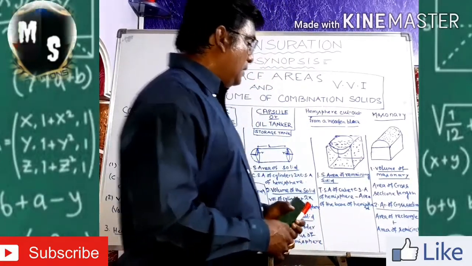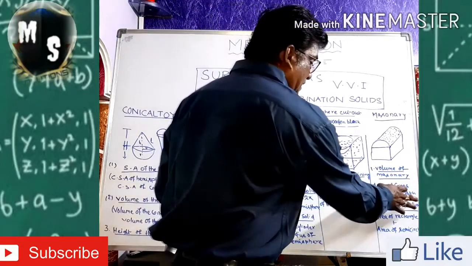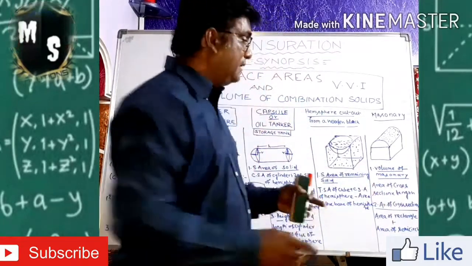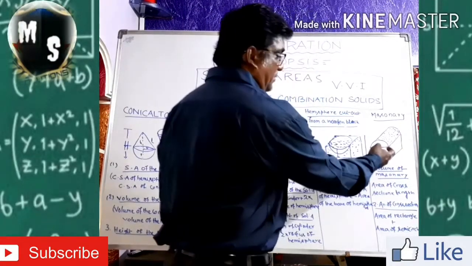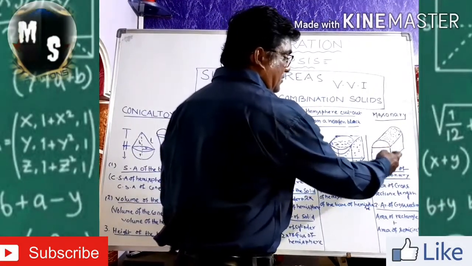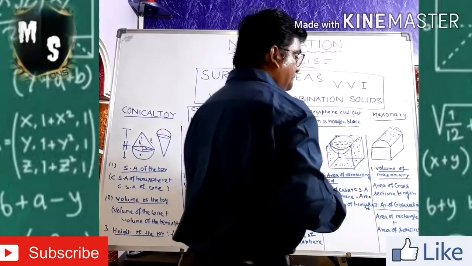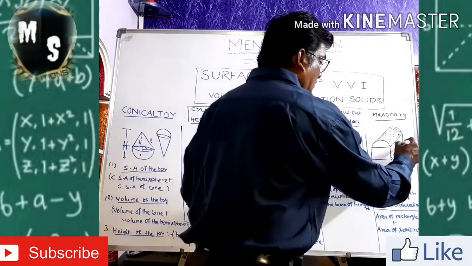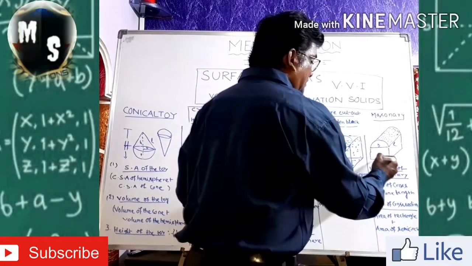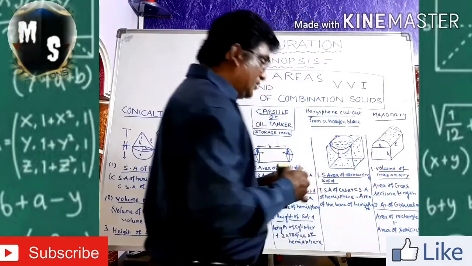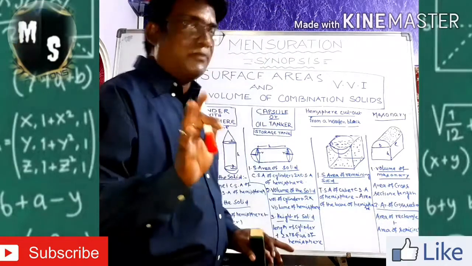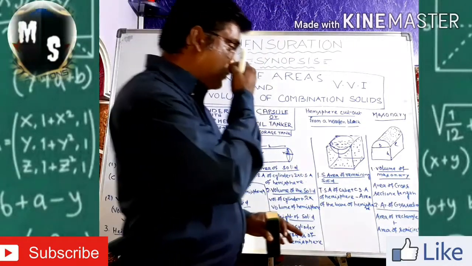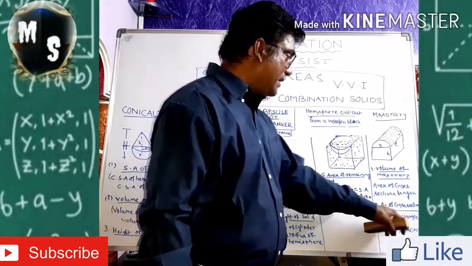So area of cross section, you will ask me, sir, what is this area of cross section? Length, you understood what is length. This is the length. Clear? This is the breadth. And this is the height. So length, no problem for you. But what is area of cross section? I am saying to you, area of cross section means area of the rectangle.